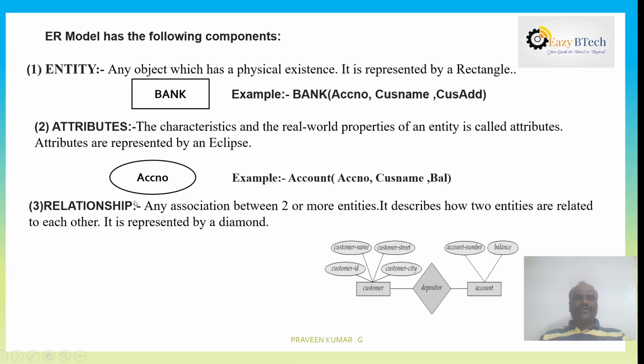And then the relationship. An attribute is represented with an ellipse. A relationship is used for representing a connection between 2 different entities. We represent a relationship with a diamond. This is the total ER diagram: customer and account. The customer has 4 attributes, and the account has 2 attributes.